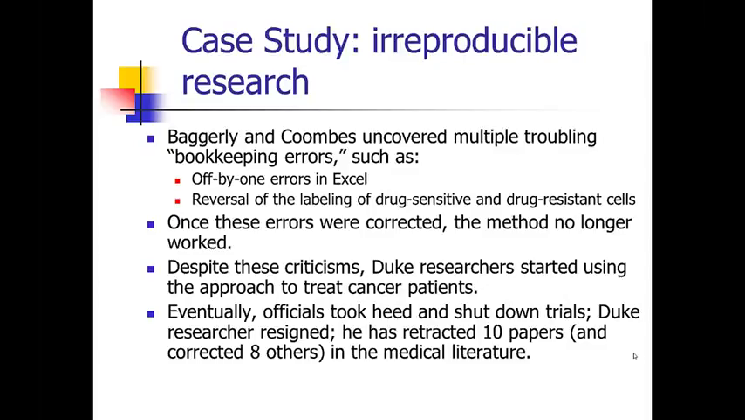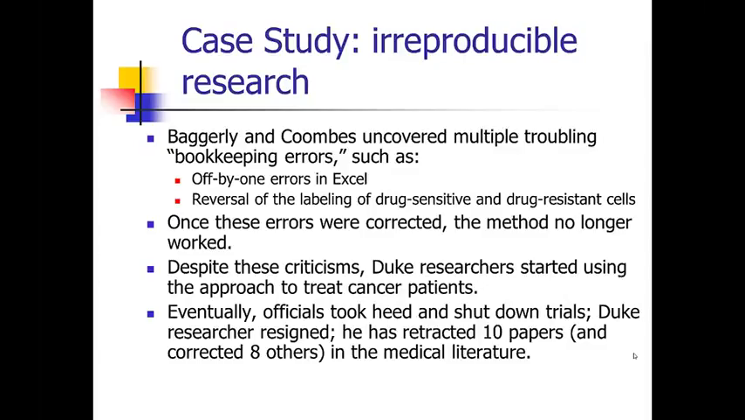In the meantime, the Duke researchers actually started using the approach to treat cancer patients in clinical trials. So this is really where it turned bad, because now they're actually treating patients based on something that doesn't work. So Baggerly and Coombs tried to get somebody to listen to them. They finally got a paper published on the whole subject in the Annals of Applied Statistics. That's Bradley Efron's journal. I interviewed him last week, and that got some people interested. But still, it was hard to get people to pay attention.